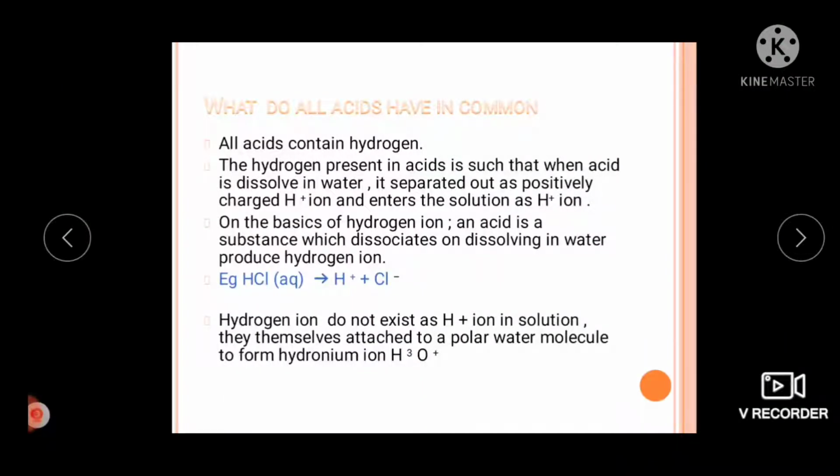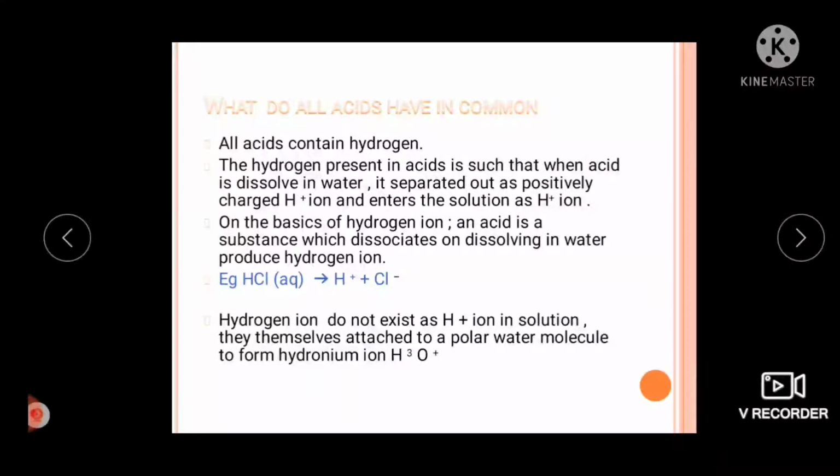What do all acids have in common? All acids contain hydrogen. For example, hydrochloric acid. What is the chemical formula of hydrochloric acid? It is HCl. Then nitric acid, HNO3. Acetic acid, CH3COOH. And sulphuric acid, H2SO4. All these contain hydrogen.